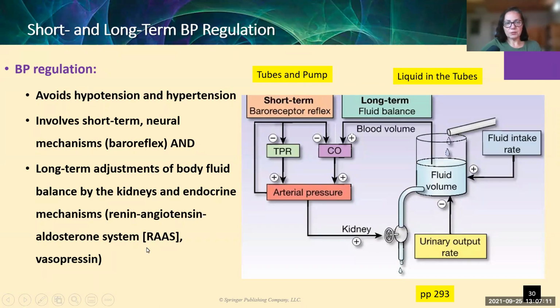So these longer term adjustments, the renin, angiotensin, aldosterone system, and vasopressin. I'm just mentioning it in passing, but at the end of this part 2, I'm going to go over the renin, angiotensin, aldosterone system. If you know it backwards and forwards, you can skip that part. But if you need a little refresher, I'll go over it.